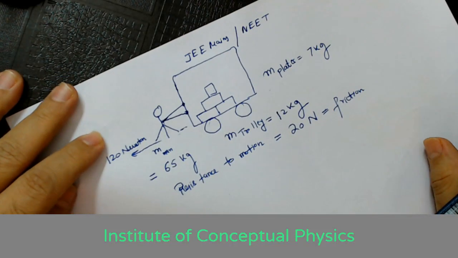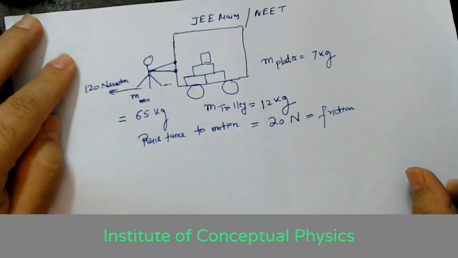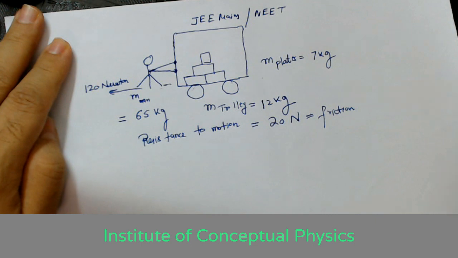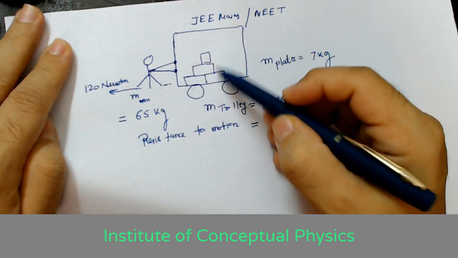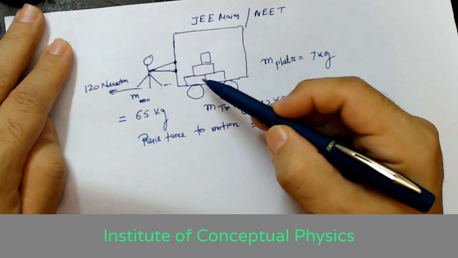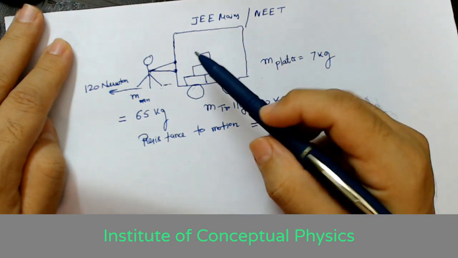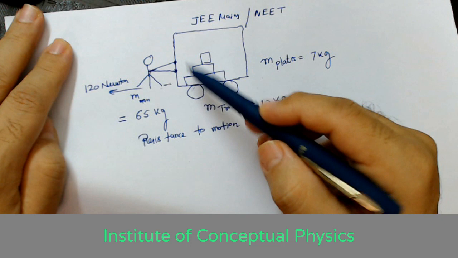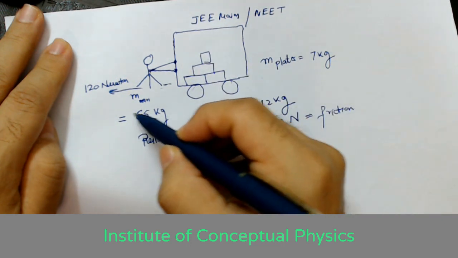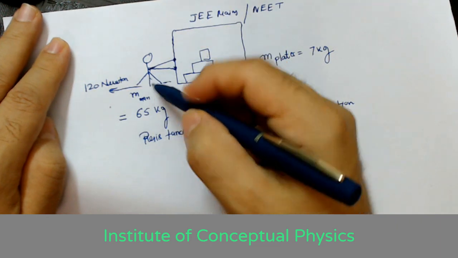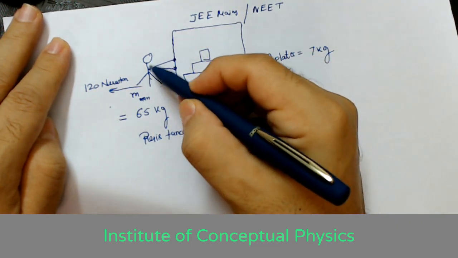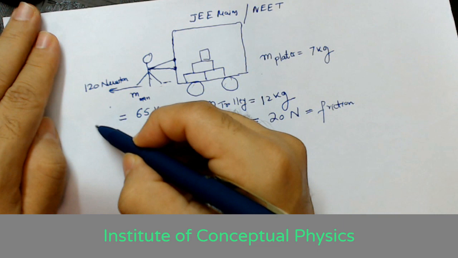This numerical is on the topic of mechanics. If you see, what you have is a cart, and this cart is carrying some plates inside it. So this is likely to be a hotel in which you have a cart, and that's your floor. Okay, this is your floor, and there is a man whose mass is given to be 65 kgs.